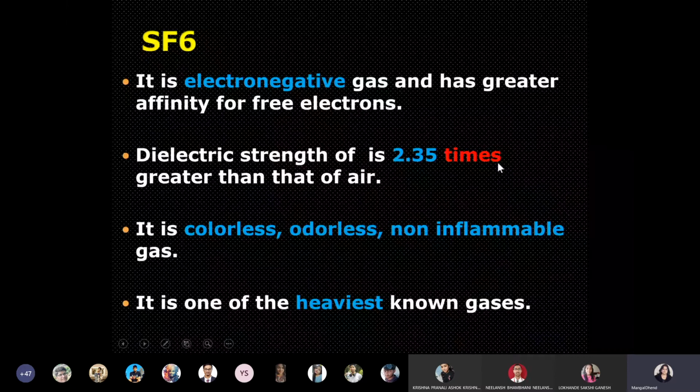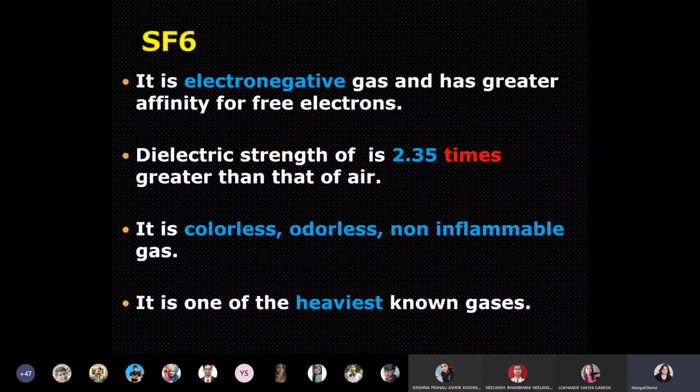So this time you have to remember as points what is the dielectric strength of any material, and in comparison how many times it is: double, thrice, 4 times. So this can be one point. It is colorless, odorless and non-inflammable. So this is also a very important property. SF6 is colorless, you can't identify it, like air only.